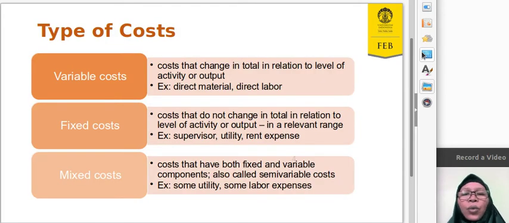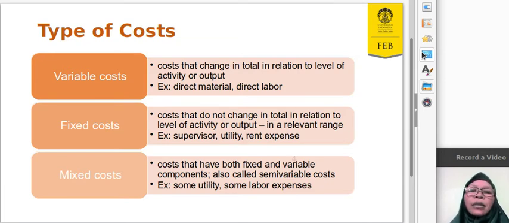We can divide cost into three types. The first one is variable costs. Variable cost is the cost that changes in total in relation to level of activity or output. For example, direct material. Let's say we have to use 2 meters square of wood to produce a table. So when we produce one table, we need to spend 2 meters square of wood. If we add another unit, we need another 2 meters square of wood. It means that the total cost will be twice as much as one unit, and so on. So every unit we increase, the total variable cost will increase by another 2 meters square.